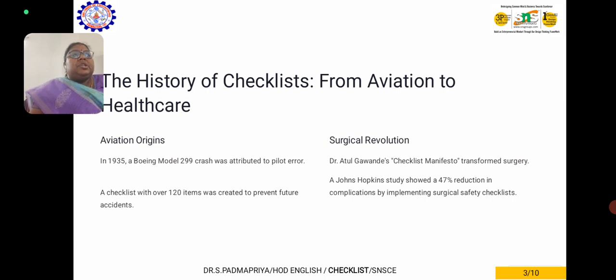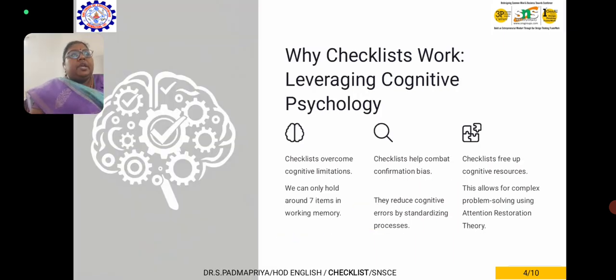And even in the surgical revolution, this checklist manifesto is very, very important before performing a surgery. So this aspect of checklist came into existence with the help of technical concepts of the aeronautical and surgical revolution. Most probably, checklists are found in each and everyone's day-to-day activities.